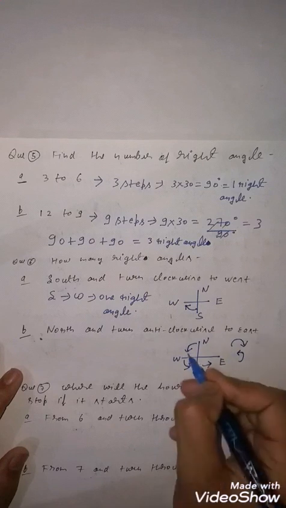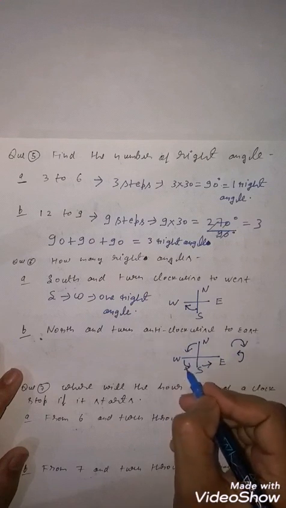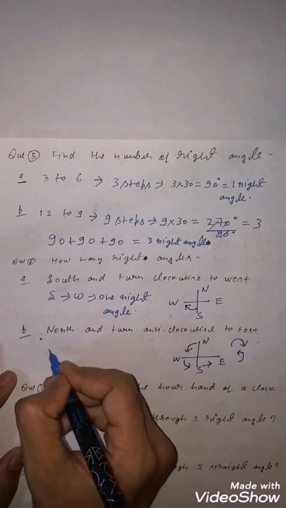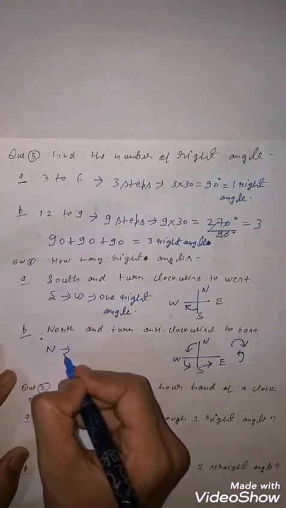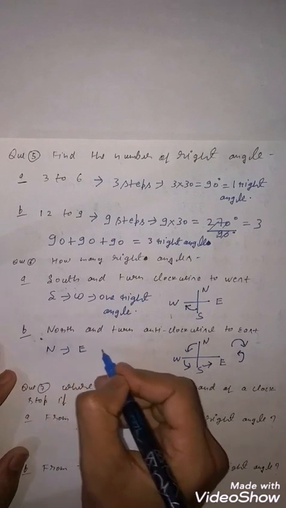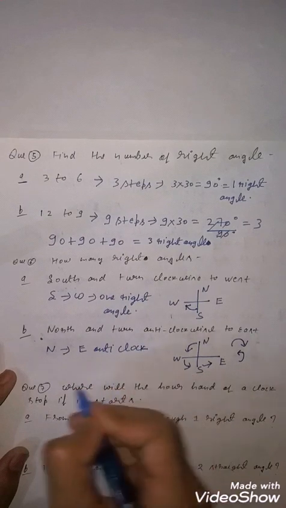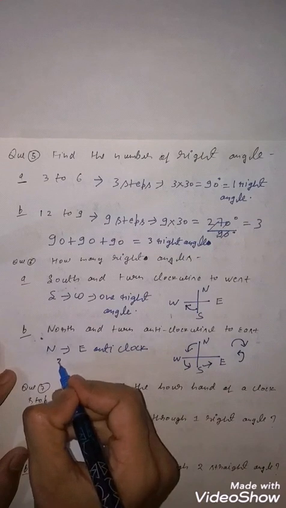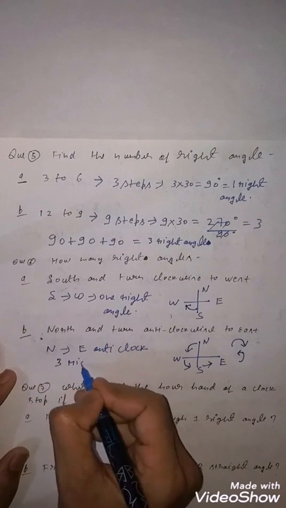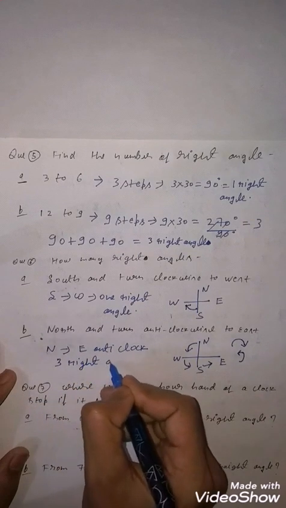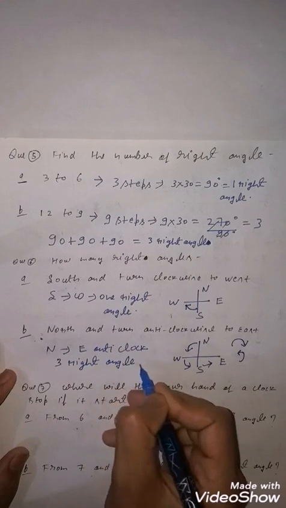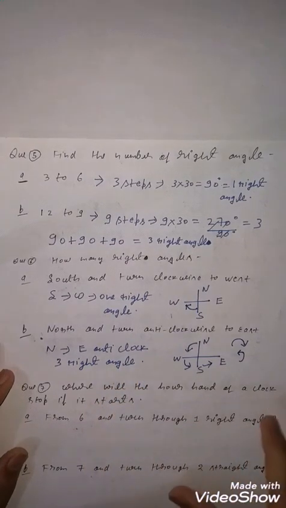If clockwise to this side, how many right angles? 90, 90, 90. You know that north to east anti-clockwise is 270, so 3 right angles. By the diagram you can understand easily. Clear?